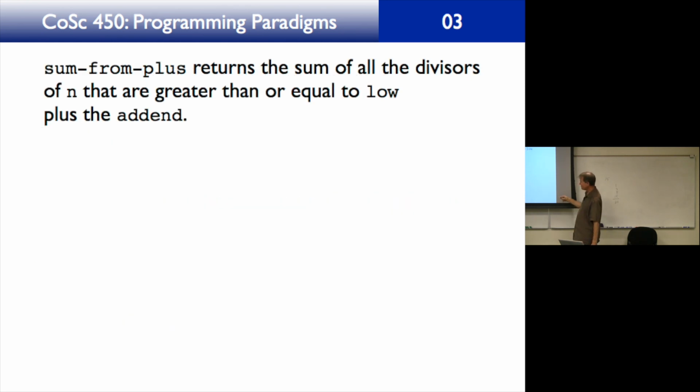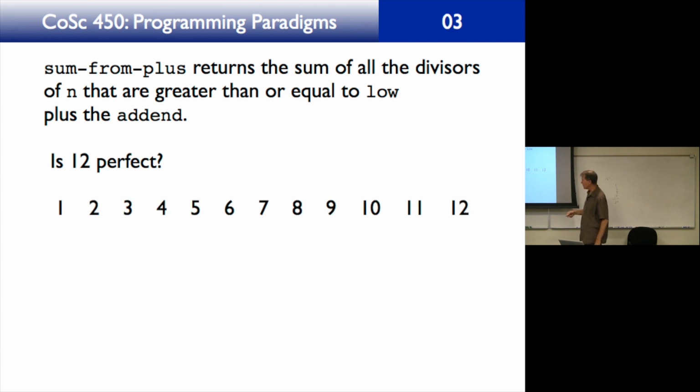So check this out. Now, here's the picture. We'll do a specific example. Sum from plus returns the sum of all the divisors of n that are greater than or equal to low plus the addend. That's the specification. Now, watch this. Here's the question. Is 12 perfect? I don't want you to answer that yes or no right now, but the question is, how will we calculate if 12 is perfect? What's the first thing we have to do? We have to imagine that we have all the integers, 1, 2, 3, 4, 5, 6, 7, 8, 9, 10, 11, 12, right?